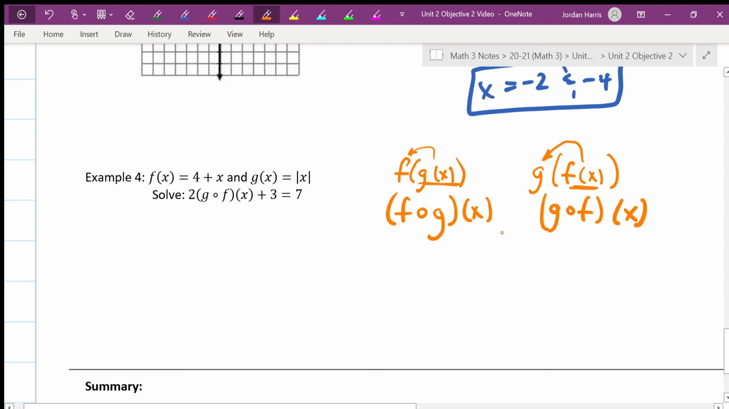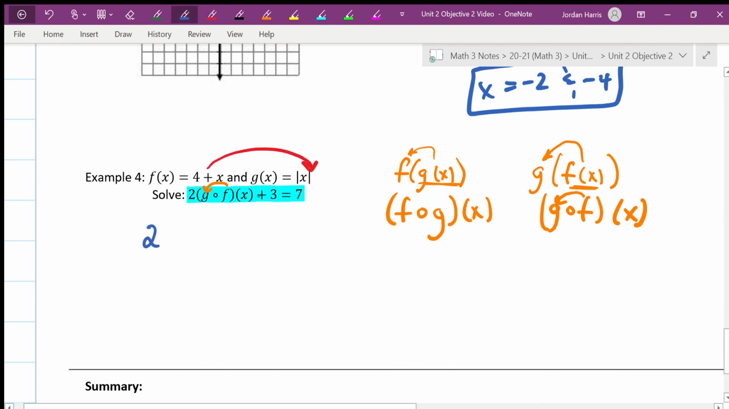Do not multiply by x. That is telling you the variable we're dealing with. Be careful of that. A lot of people want to multiply by x. Okay, so you can see it right here. This is the setup: g of f of x equals 7. So this is telling us to plug f into g, the second one into the first one.